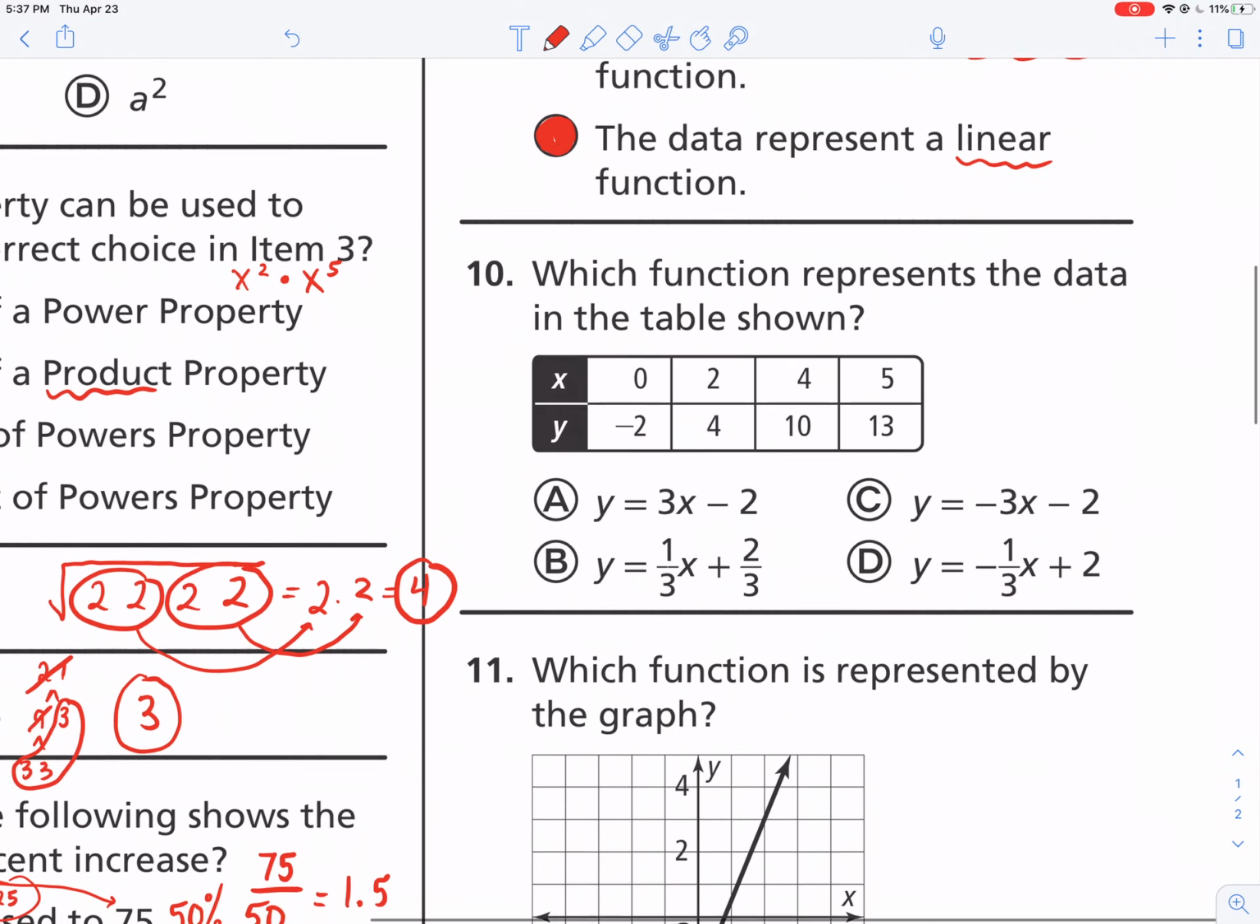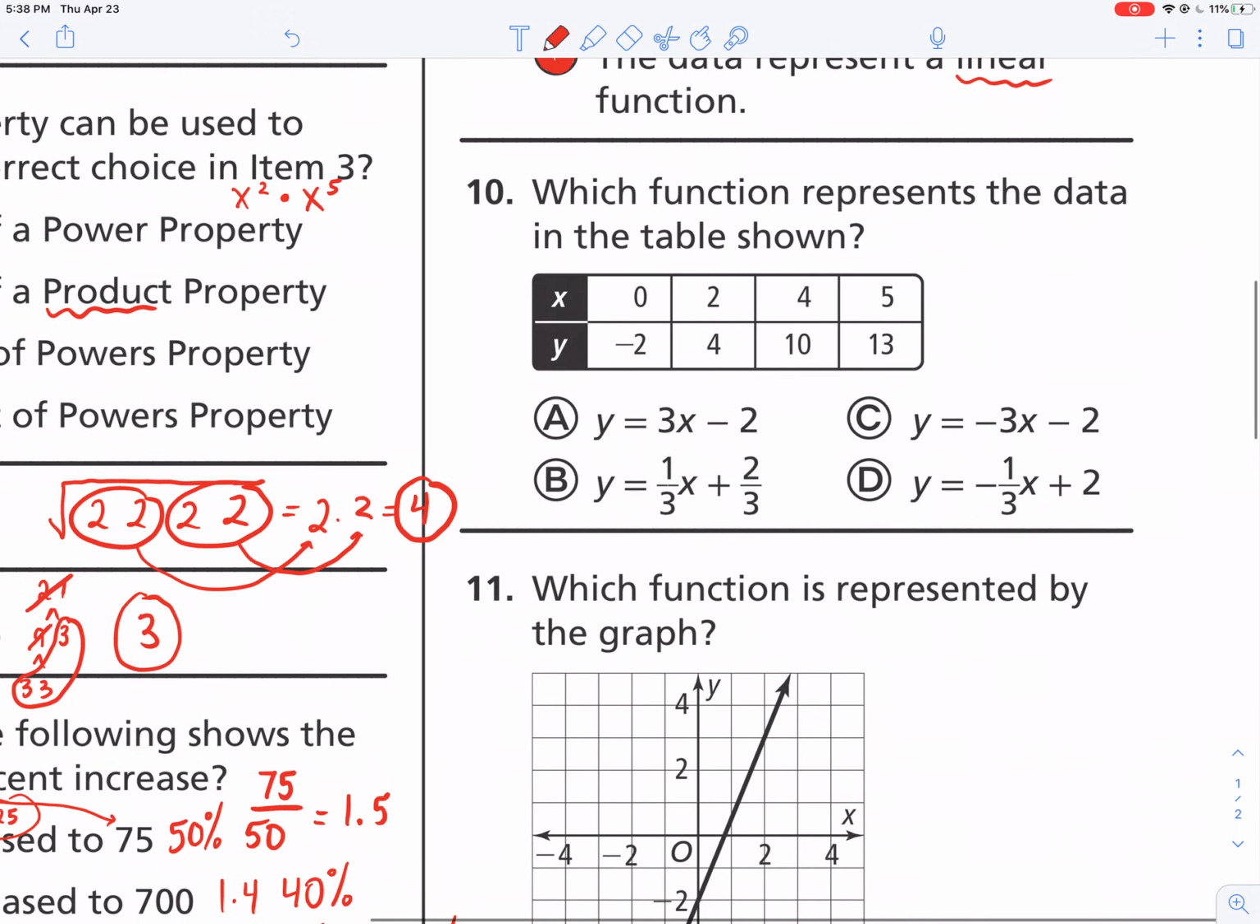Okay, we're going to move on to number 10. So for this one, we're going to write it in y equals mx plus b. We're going to write that function. So if you remember, starting off, when I have this 0 to -2, that's going to give me my value of b. So I need a -2. So this one has a -2, this one has a -2. So I can eliminate 2 of them already.